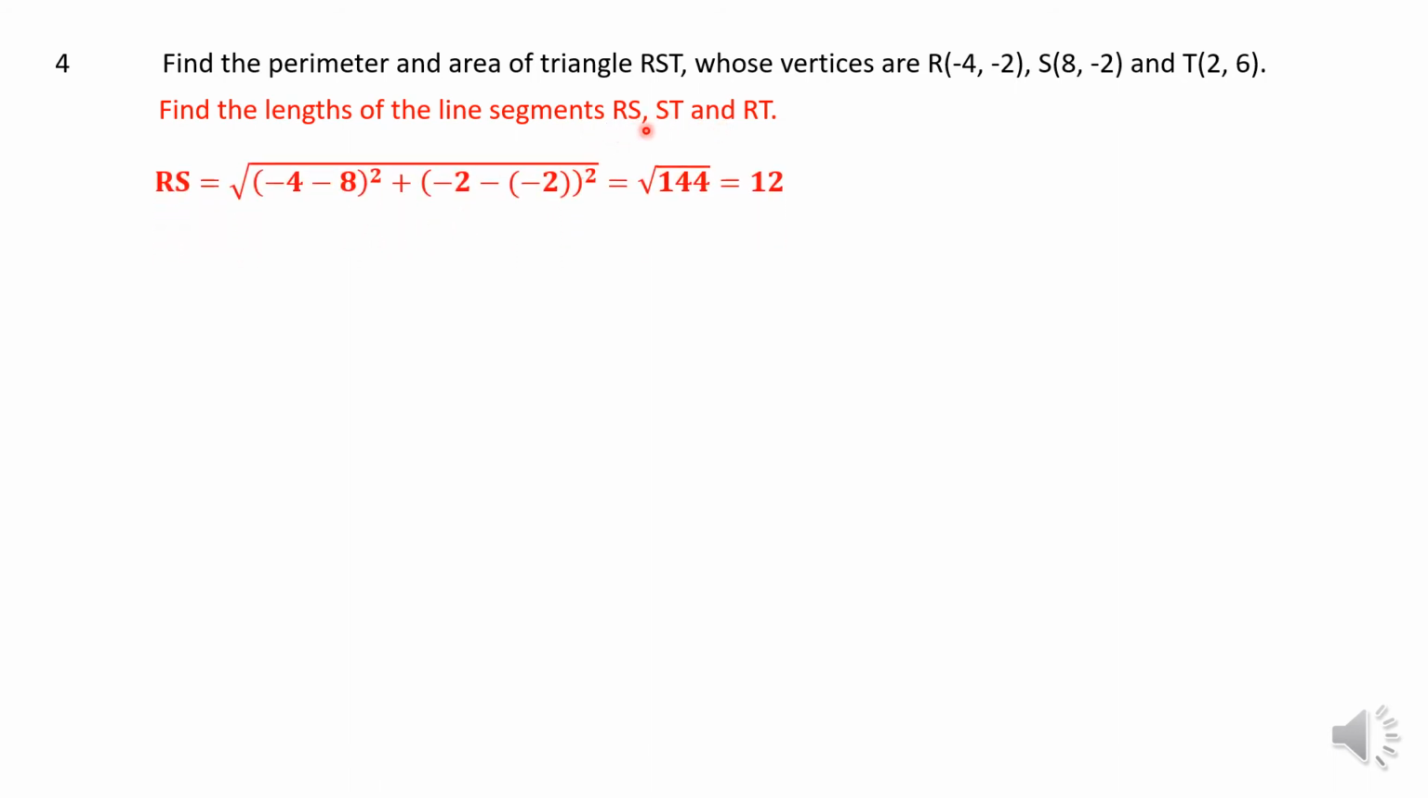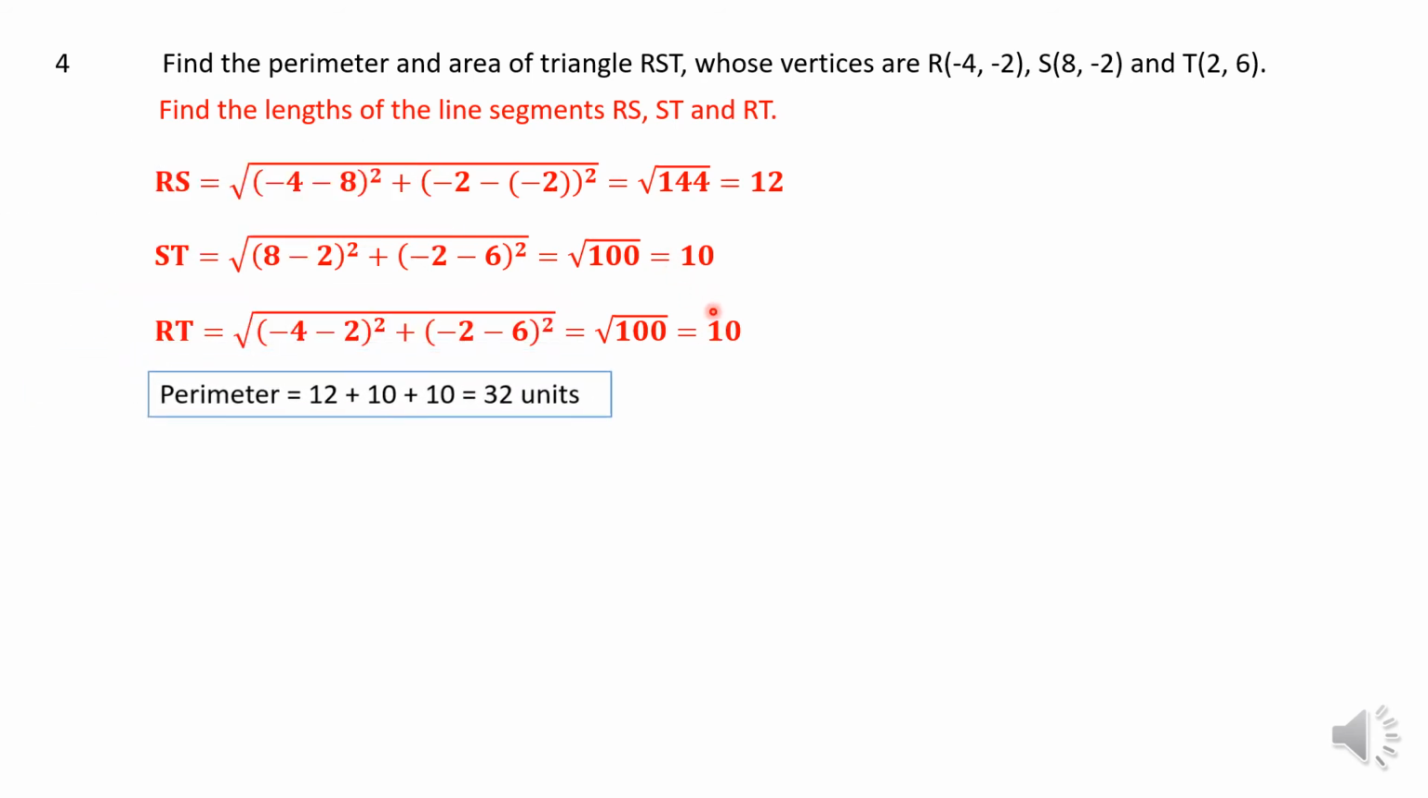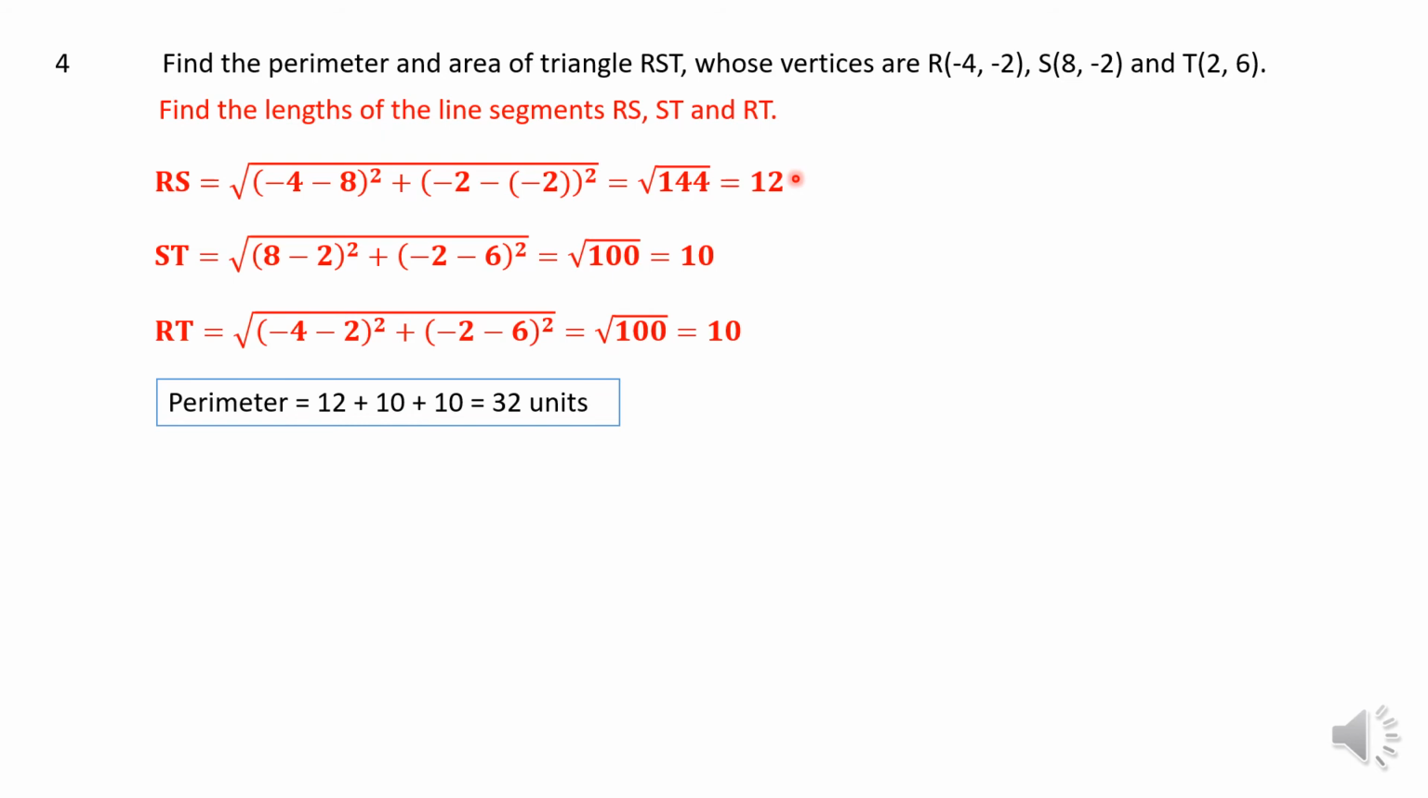So when you find RS, remember you take the X value of R and the X value of S, you subtract them, square that, plus the Y value of R, which is this -2 here, minus the Y value of S, which is -2. All in all, you should get 12, and you do the same for S to T, you get 10. You do the same for RT, you get 10. You can already see that two sides are equal. Okay, so the perimeter then is just the sum of that. That gives you 32 units.